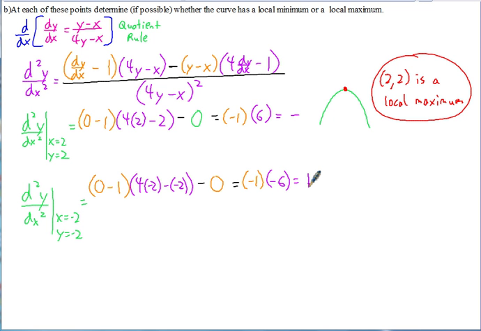Negative times a negative, this time it's positive. That means it's concave up. And so that means our other point, (-2, -2), is a local minimum.